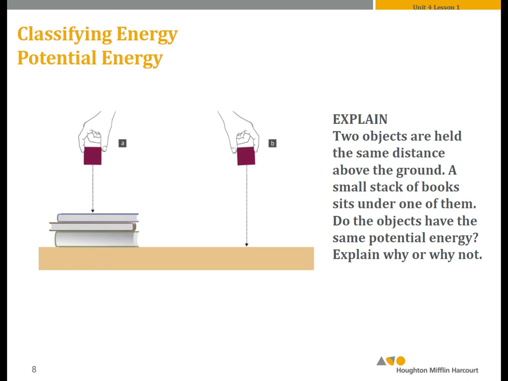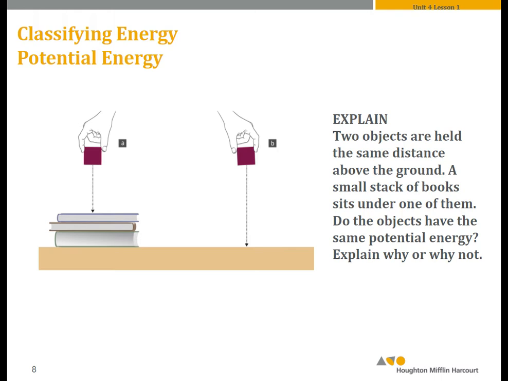Here we see two objects, object A and object B, or more. Let's talk about them as systems. So we have system A. System A includes the cube or the square, the books, the table, and the earth.